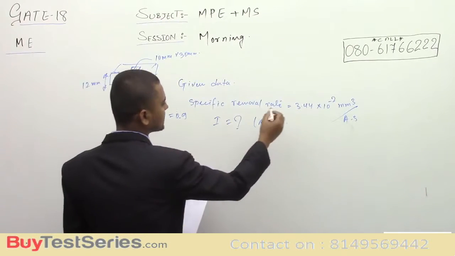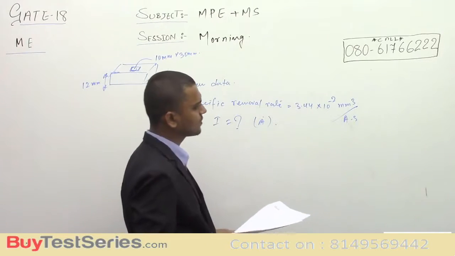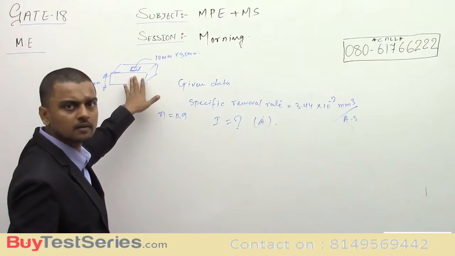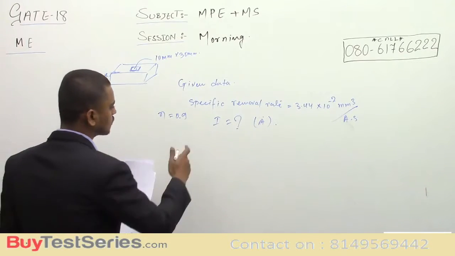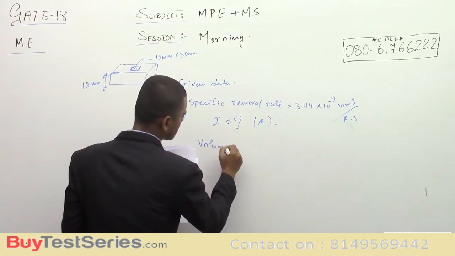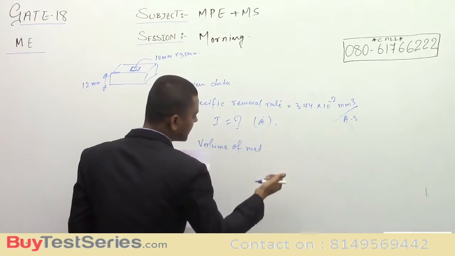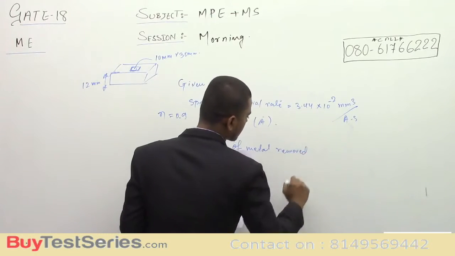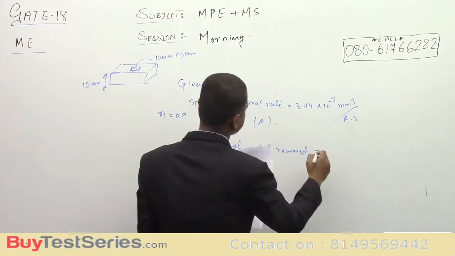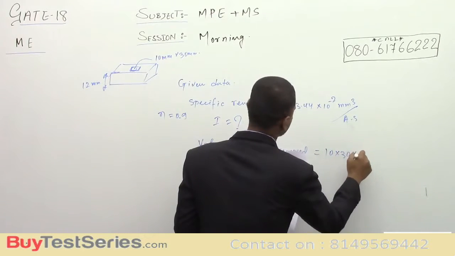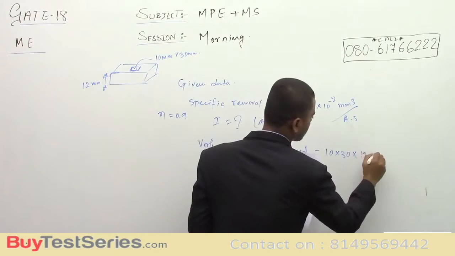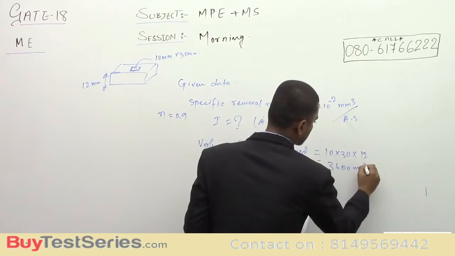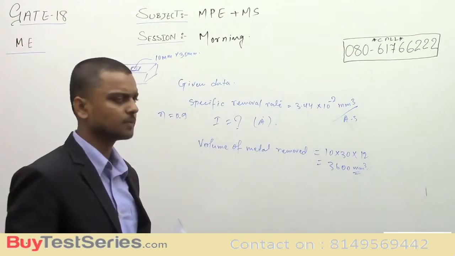Now, the specific removal rate is given as 3.44 into 10 to the power minus 2 mm cube per ampere second, and the volume of the metal which is to be removed. So volume of that aluminium which is to be removed will be equal to that 10 into that 30 multiplied by the thickness of that plate, which is equal to 12. So it is 3600. So that 3600 mm cube is to be removed.